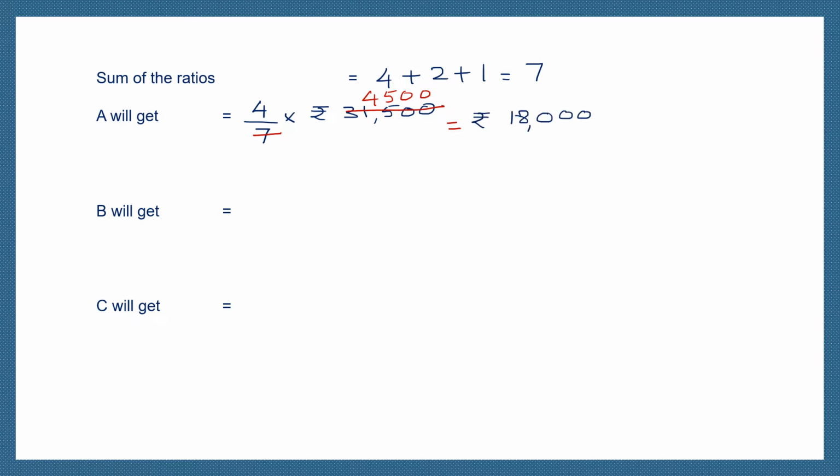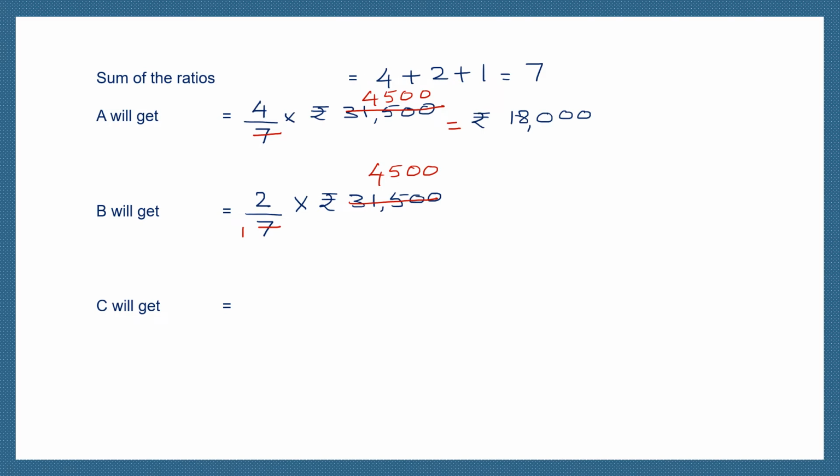Now how much will B get? Take the second term of the ratios, which is 2, divided by the sum of the ratios, 7, into the amount 31,500. Since we've already done the cancelling, we don't have to again do the dividing. It's the same thing. 7 ones are 7, and 7 into 4,500 will give us 31,500.